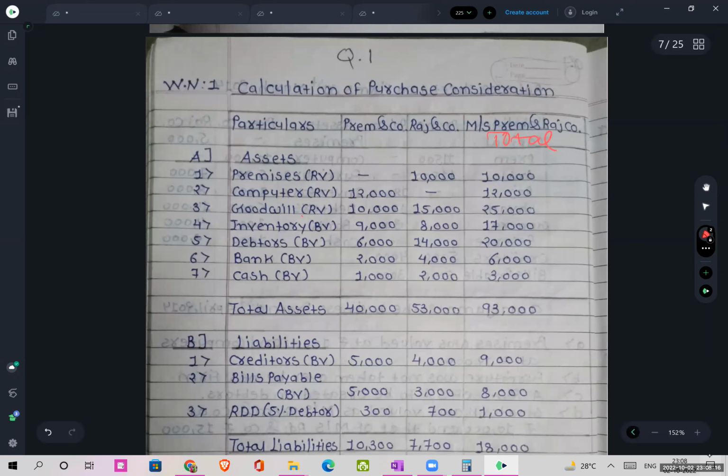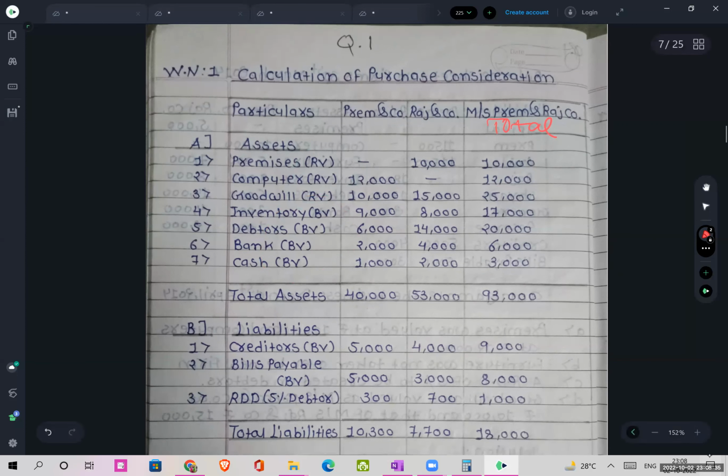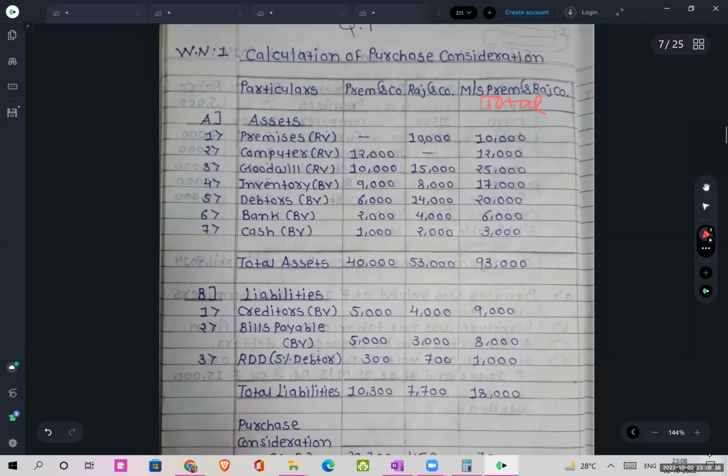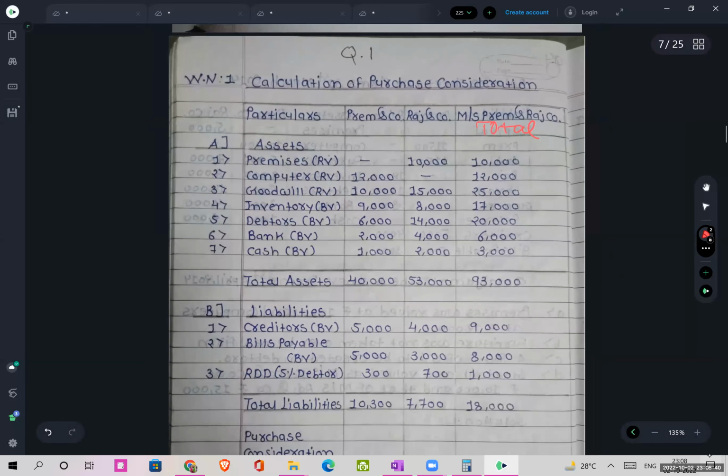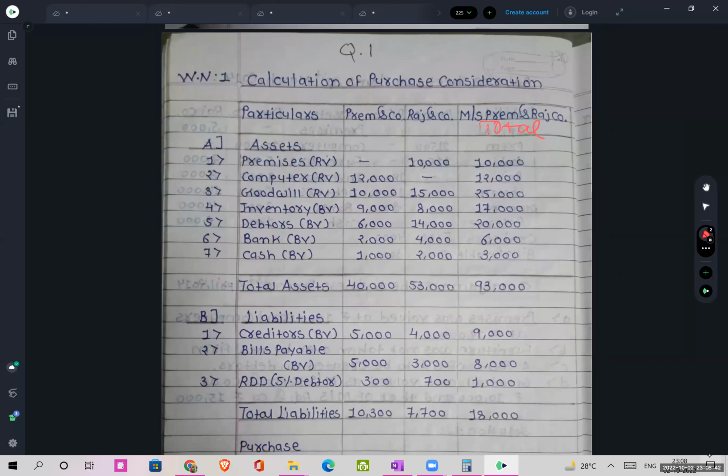Wherever RV is mentioned, it means revised value, the value which is given in the adjustment. And wherever BV is written, that means it's the book value. That means the value given in the balance sheet. Okay, so furniture will not come into picture because it is stated that it is not taken over by the new firm. Okay, so this will be my total of assets, this will be my total of liabilities.